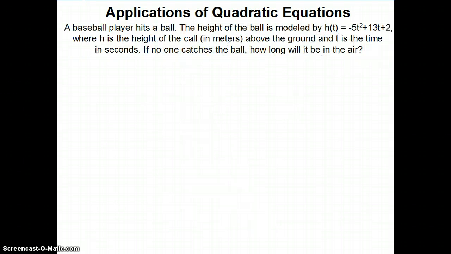Next, a baseball player hits a ball. The height of the ball is modeled by the following equation, where h is the height of the ball, that should be b for ball, above the ground, and t is the time in seconds. If no one catches the ball, how long will it be in the air? So no one is catching the ball, meaning, if we think about that, it lands on the ground.